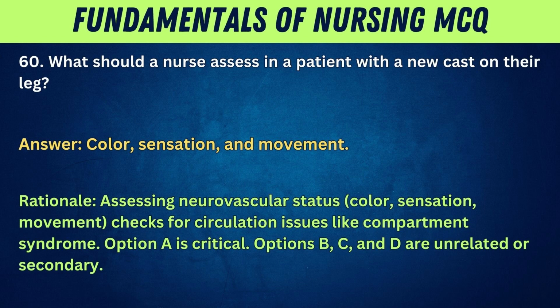Answer: color, sensation, and movement. Rationale: assessing neurovascular status, color, sensation, movement, checks for circulation issues like compartment syndrome. Option A is critical. Options B, C, and D are unrelated or secondary.